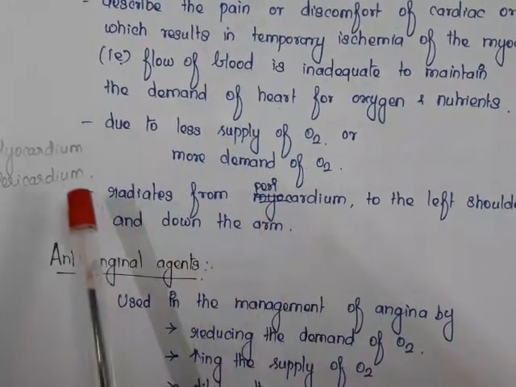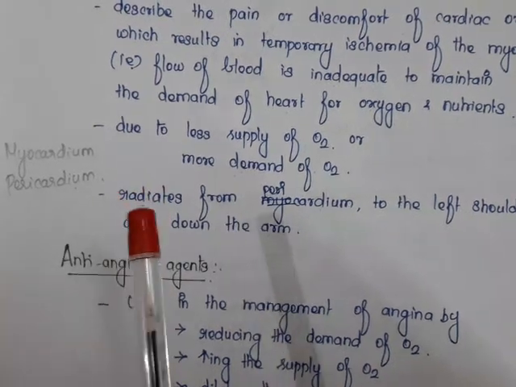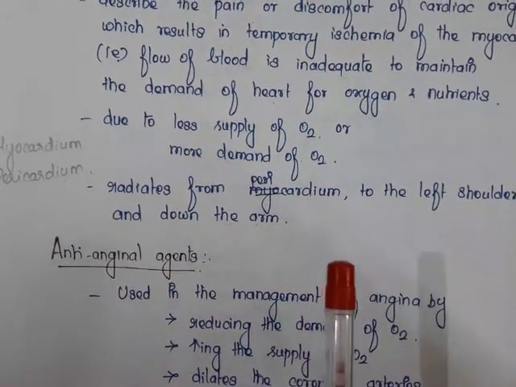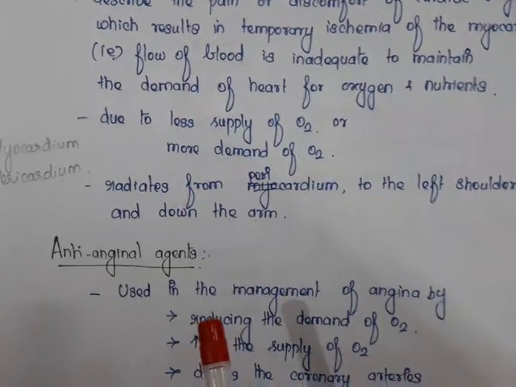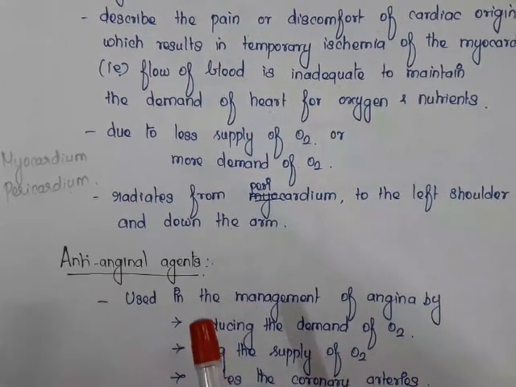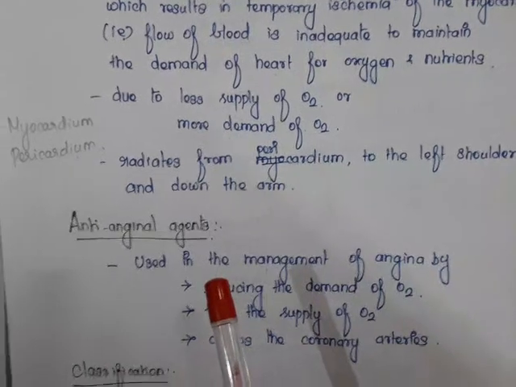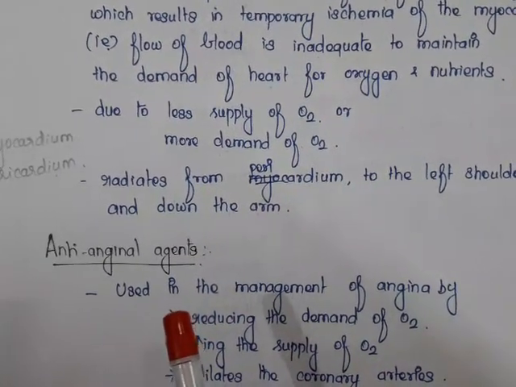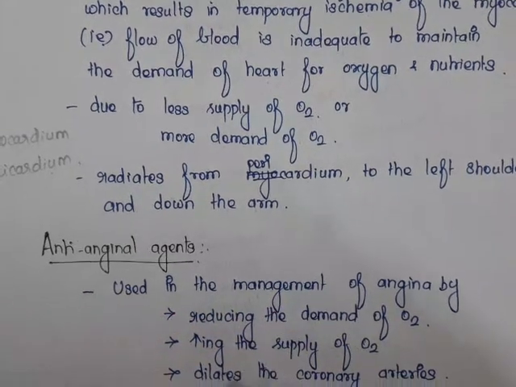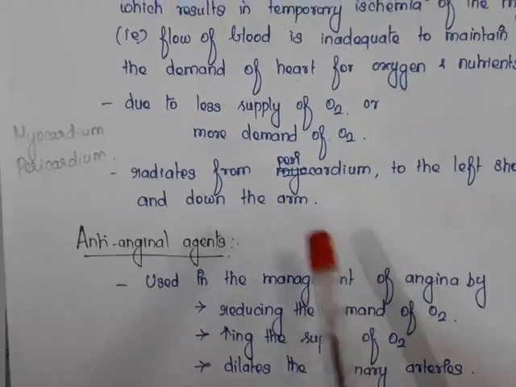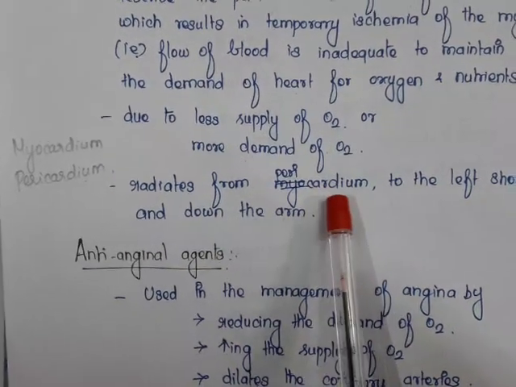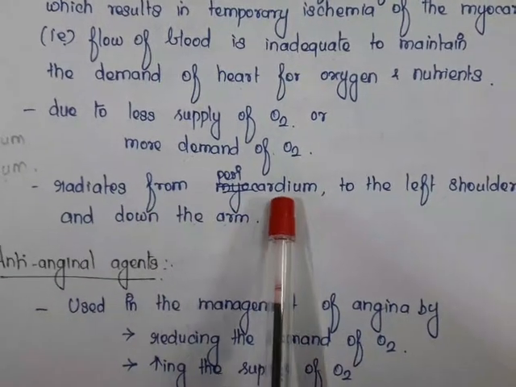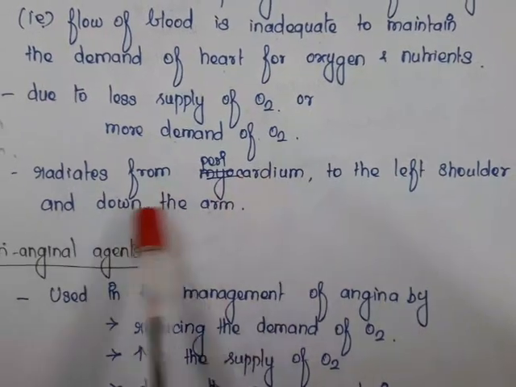Now we will see the difference between pericardium and myocardium. Myocardium is the muscular layer of the heart, made up of heart muscles and responsible for heart contractions, whereas the pericardium is the fibrous encasement of the heart, made up of connective tissue and responsible for protection of the heart. So that is how the pain radiates from pericardium to the left shoulder and down the arm.